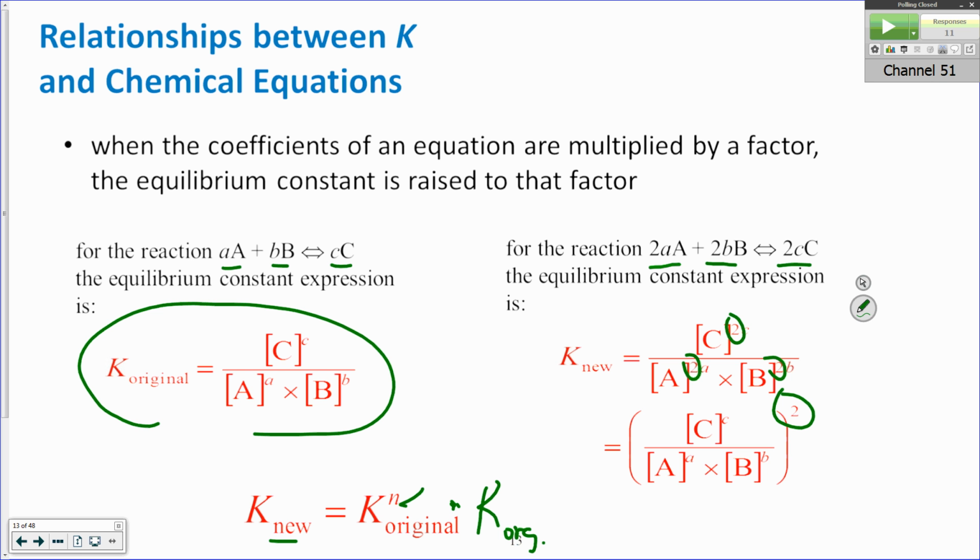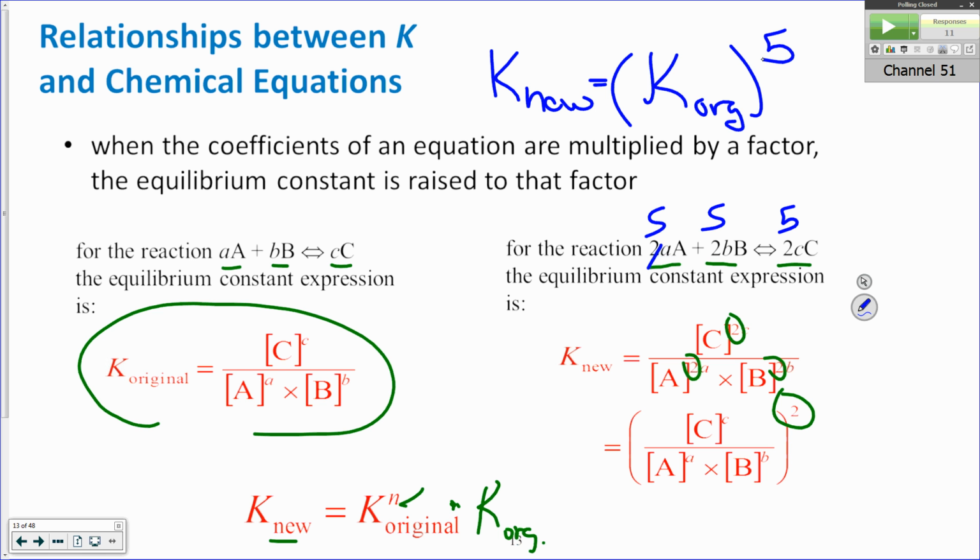So if I wanted this to be a 5, so if I wanted to write it as this system, what I would do is K new would be K original to the 5th power, or times itself 5 times. Every time I add it together, I add 1 to it.